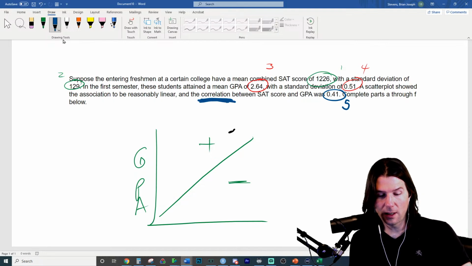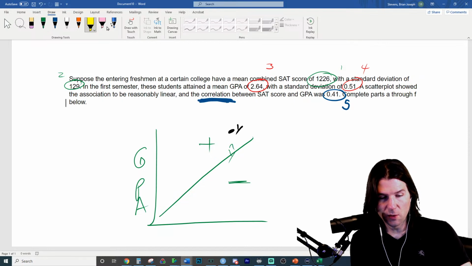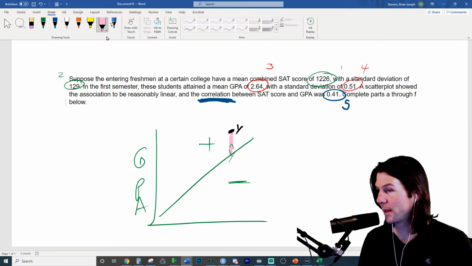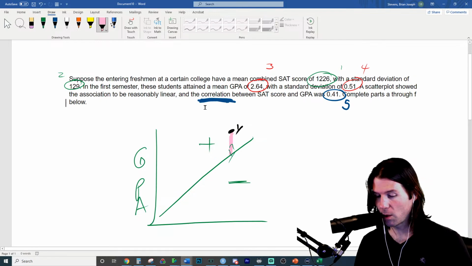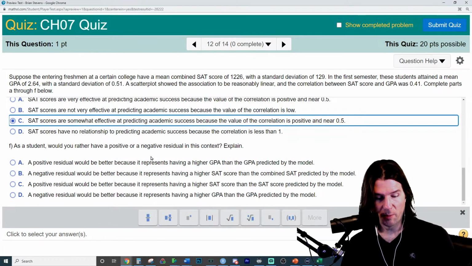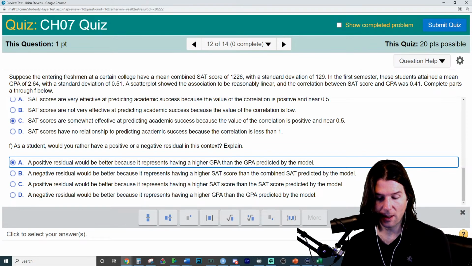Like if this is you right here, you are this point, then your prediction from the model would be this. That's your y hat. And your residual is the distance you are away. So that's your residual, which is a positive residual. I would much rather be a positive residual, which means my actual observed GPA is higher than the model would have predicted for me. It means I overperformed. So a positive residual would be better.